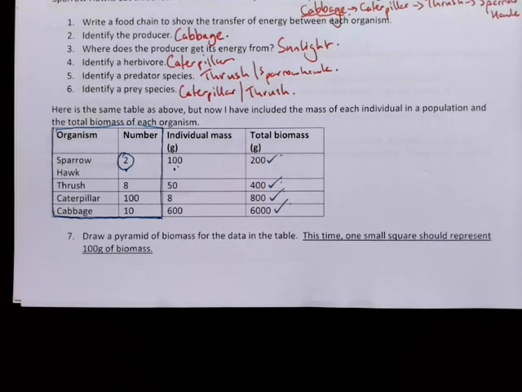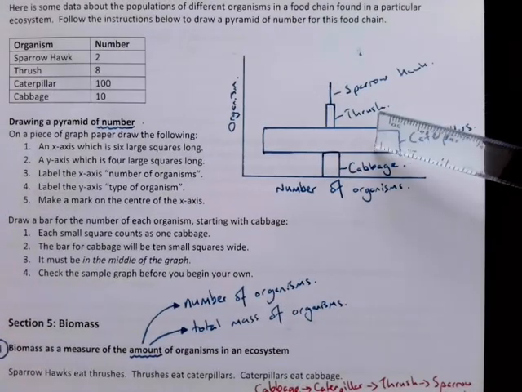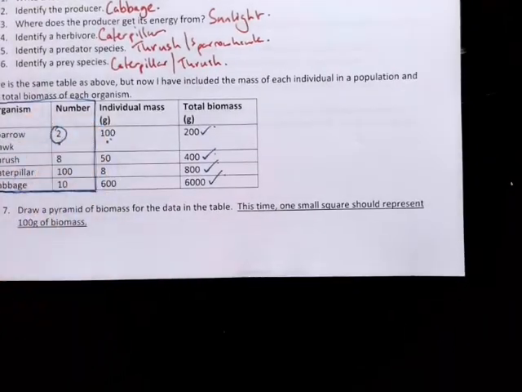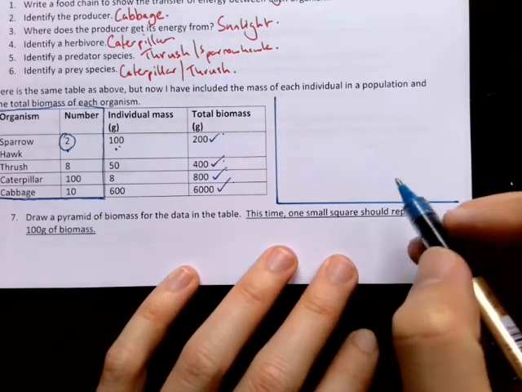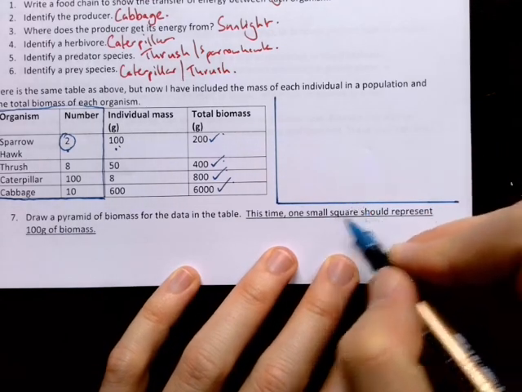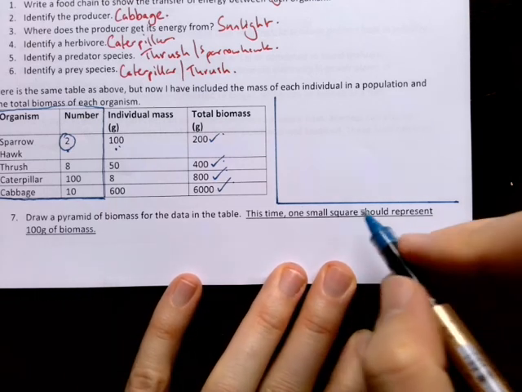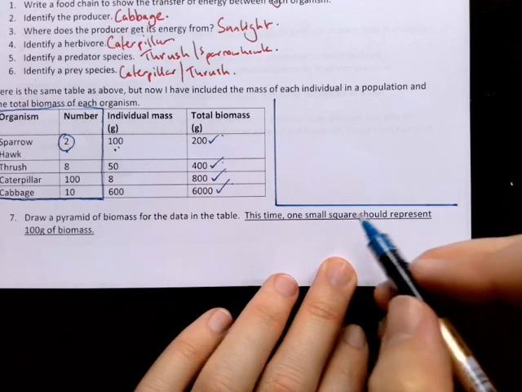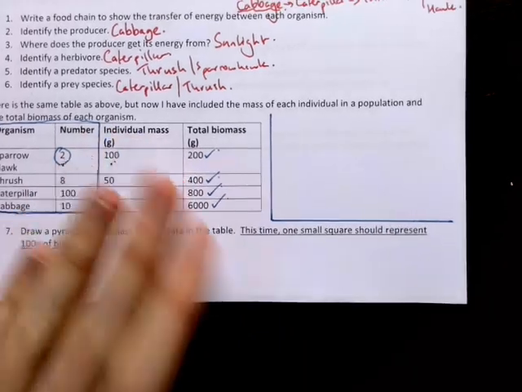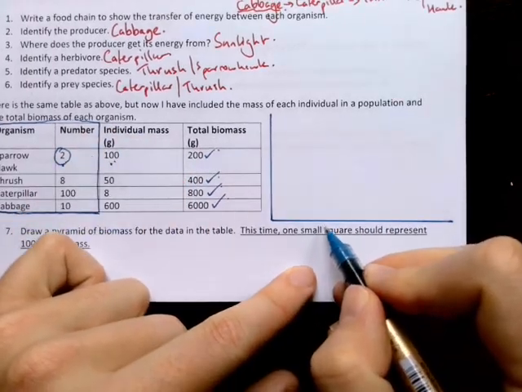So now we're going to draw another pyramid. But this time it's going to be a pyramid of biomass. All right, so this is our pyramid of number, telling us the number of each organism. Now we're going to draw one which tells us the mass of all of the organisms. Usually you can see here we would do it on graph paper. I'm not doing it on graph paper just in case some of you don't have graph paper. If you've got graph paper and you want to do it on graph paper, that's fine, go ahead. But I'm just going to sketch it here.